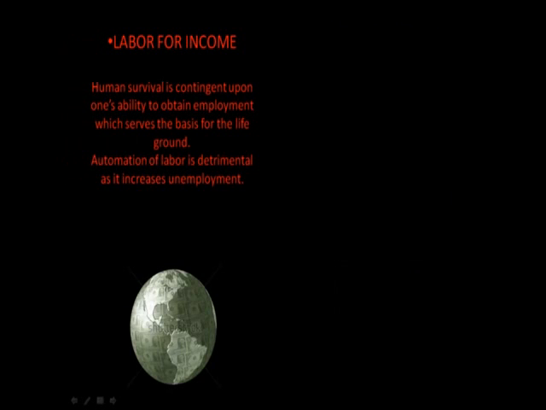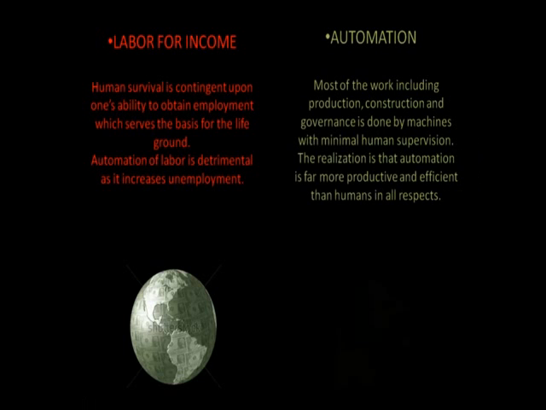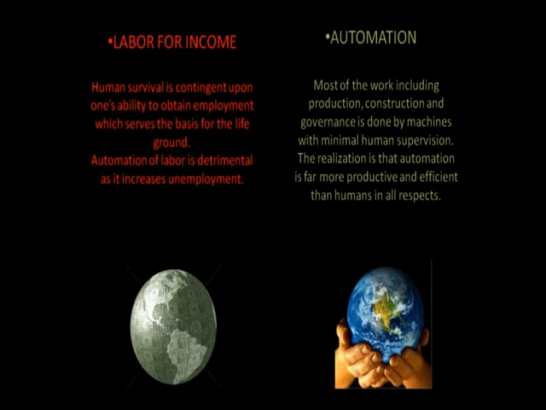Now the next thing, monetary economics says labor for income. Human survival is contingent upon one's ability to obtain employment, which serves as the basis for the life ground. Automation of labor is in fact detrimental as it increases unemployment. Whereas resource-based economics says automation. Most of the work, including production, construction, and governance, is done by machines with minimal human supervision.